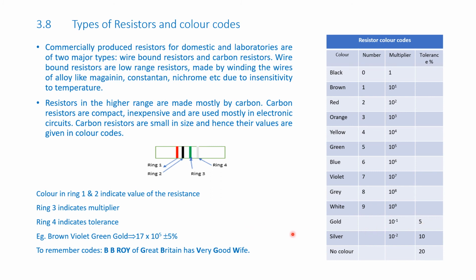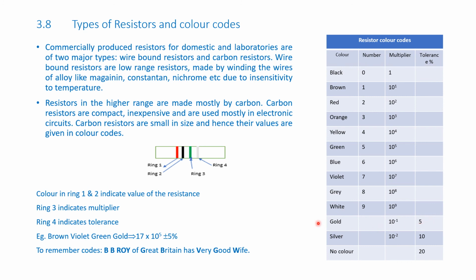So the value of this resistance in this example, brown, violet, green and gold: brown shows code 1, that is the first digit. Violet shows 7, so it is 17. The first two digits indicate 17, and the third ring shows green and its multiplying factor is 10 to the power of 5. And its tolerance because of the gold color is plus or minus 5%.